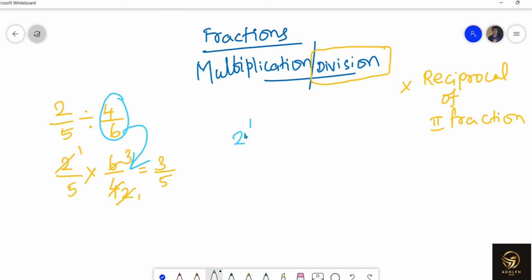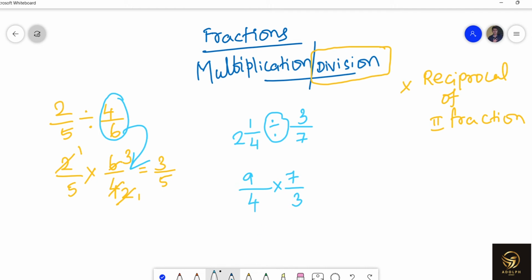Suppose you have to divide 2 1 by 4 by 3 by 7, then what do you have to do? First, since it is a mixed fraction, we can convert it into an improper fraction. It is 9 by 4, and we know that for division, we are not going to divide, we are going to multiply it by what? Not 3 by 7, it is the reciprocal of the second fraction, which is nothing but 7 by 3. If possible, we can simplify it.